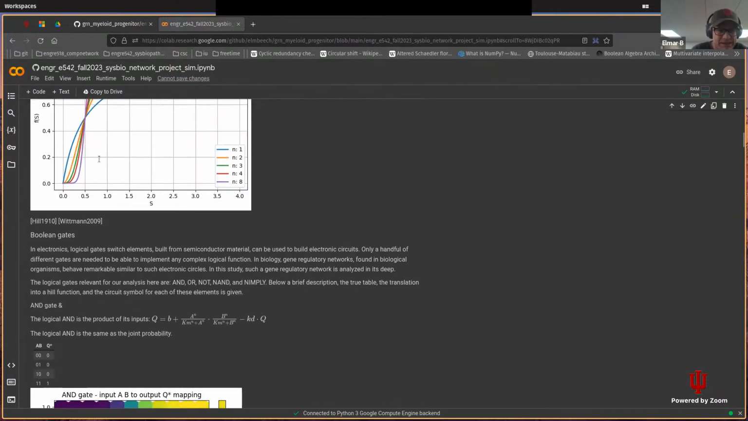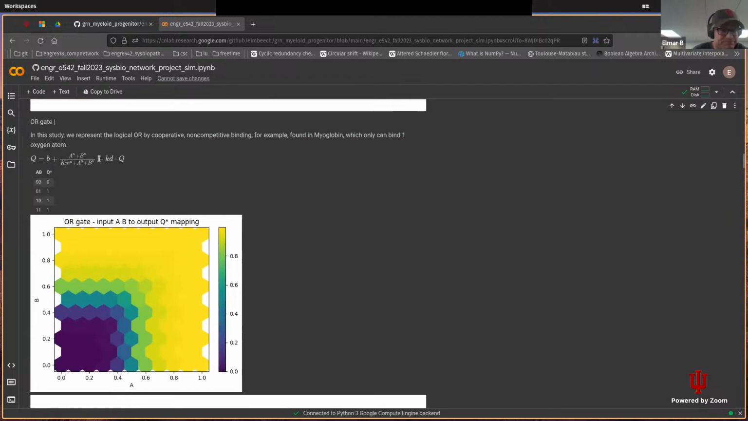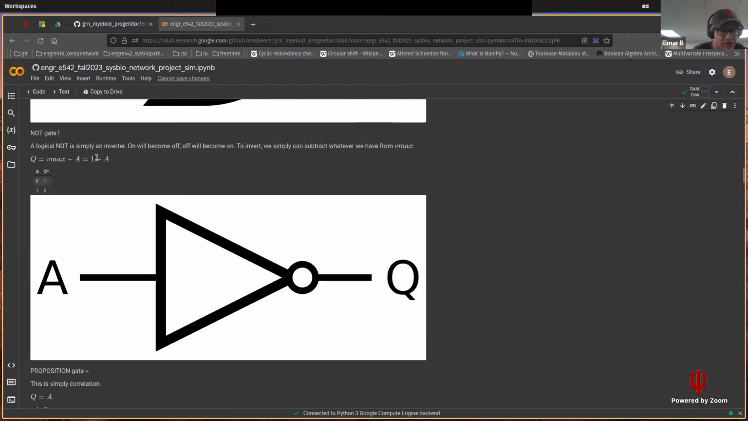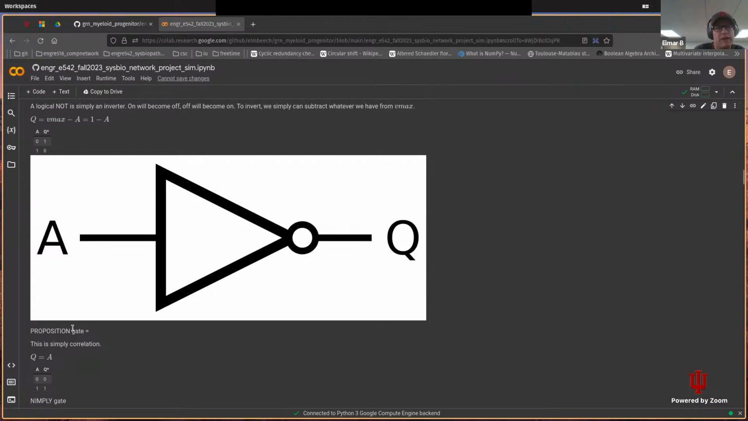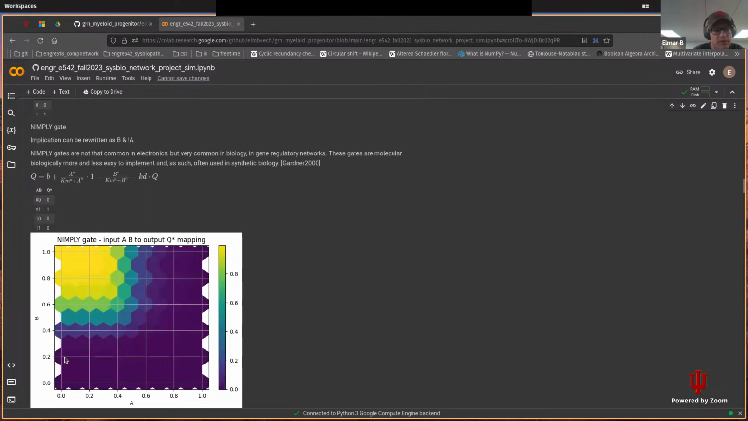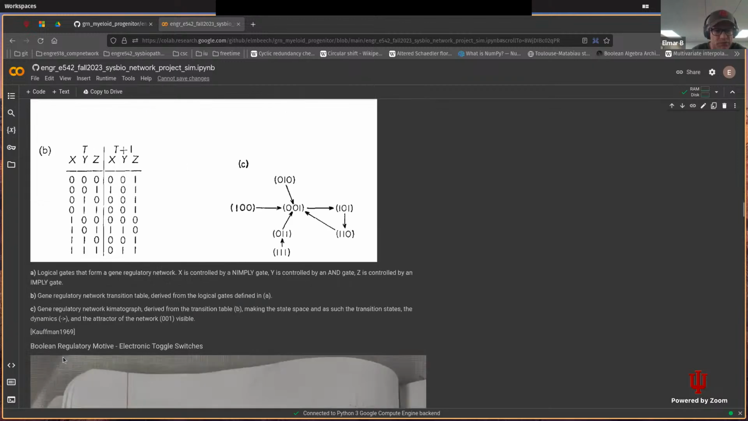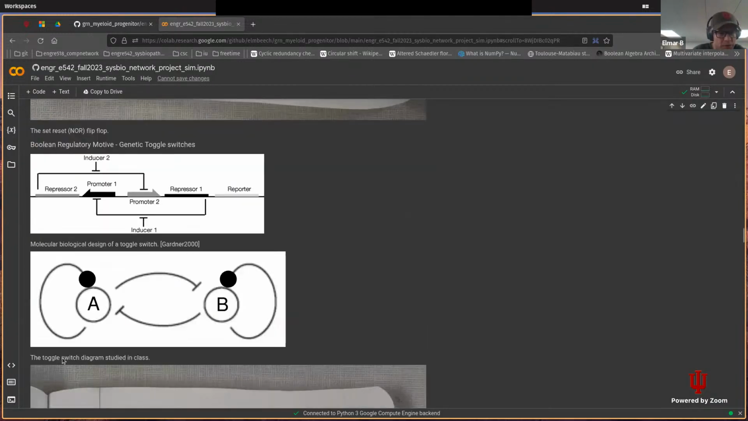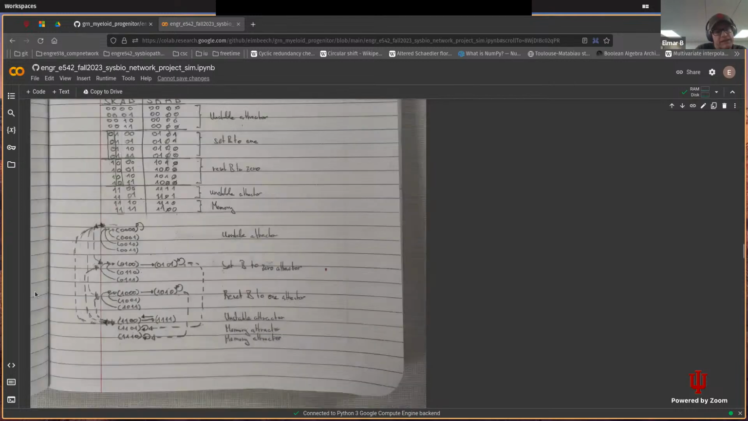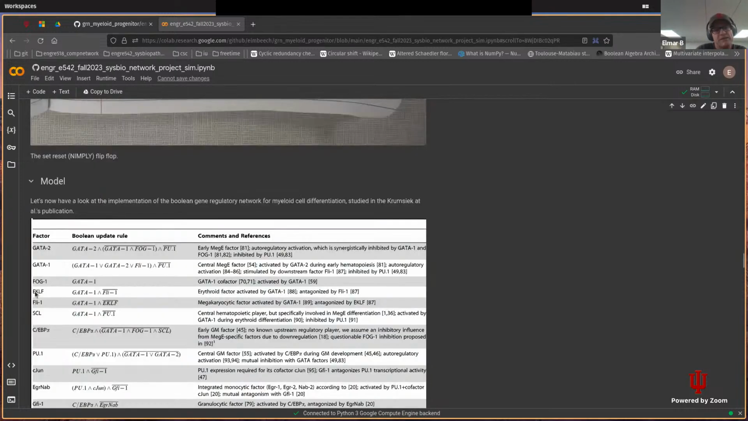The simplest case. Anyhow, not yet. The proposition. So we have just A is Q, and that is exactly what this case is. So we have the proposition case here, and then this EKLF. This is an imply gate.